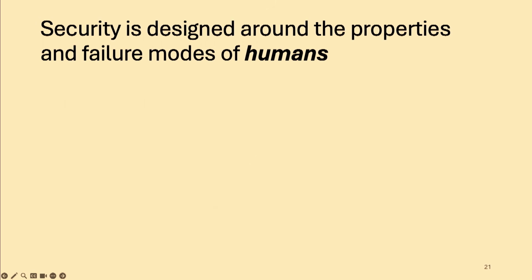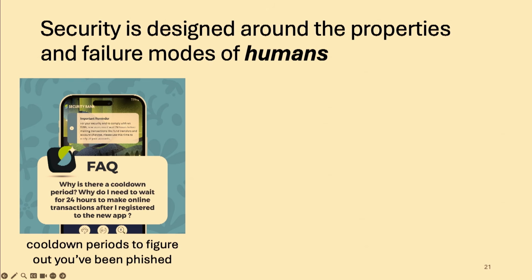And again, a lot of what we call security today is not necessarily technical countermeasures. Of course, there's a lot of those. But it's also just things we've put in place, or that have even arisen implicitly, around properties and failure modes of humans. For example, a bunch of banking apps have cooldown periods where if you do a big transaction, you have to wait a day for it to confirm, or once you open an account, you have to wait some time before you can do a transaction. This is basically based on the principle that we as humans are slow. So if we have to wait 24 hours, we might actually think about what's going on.